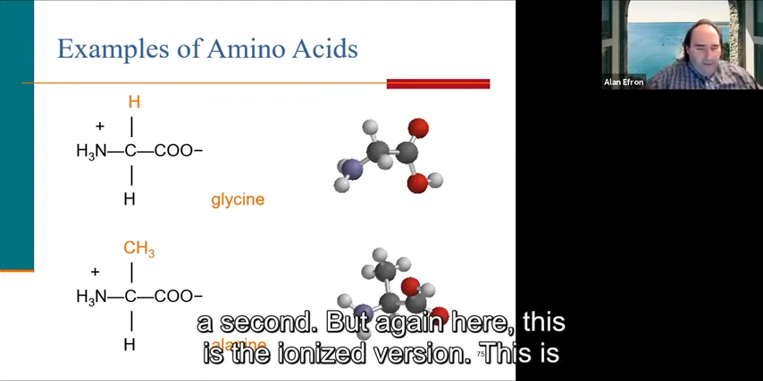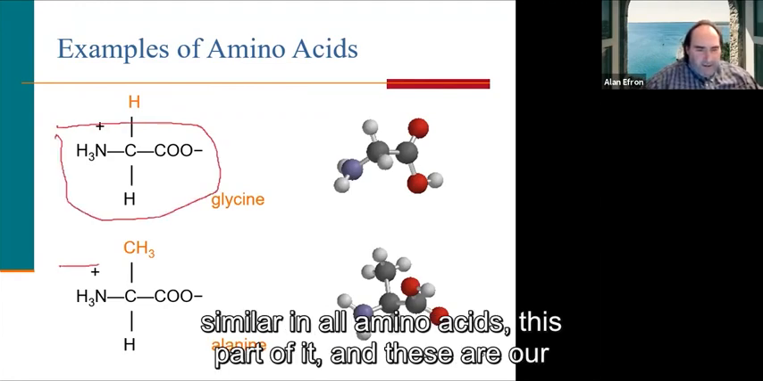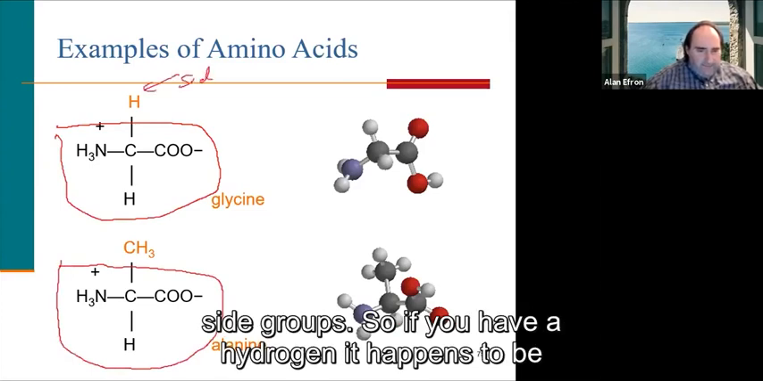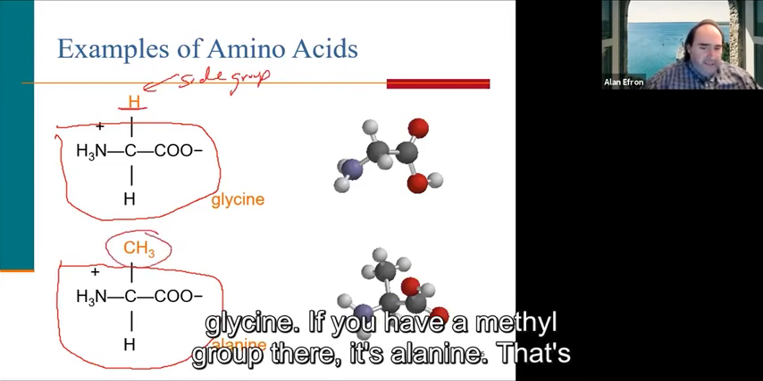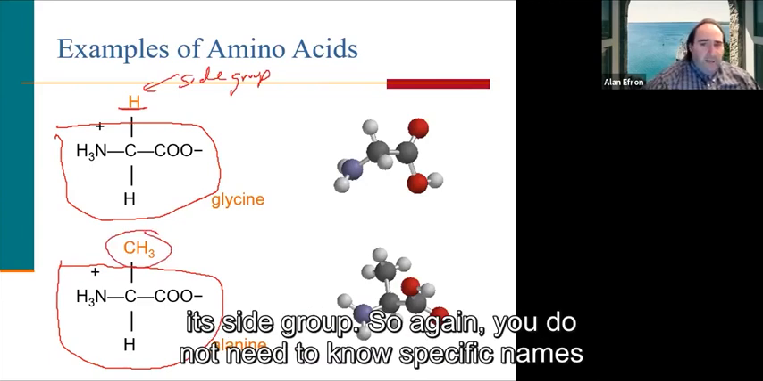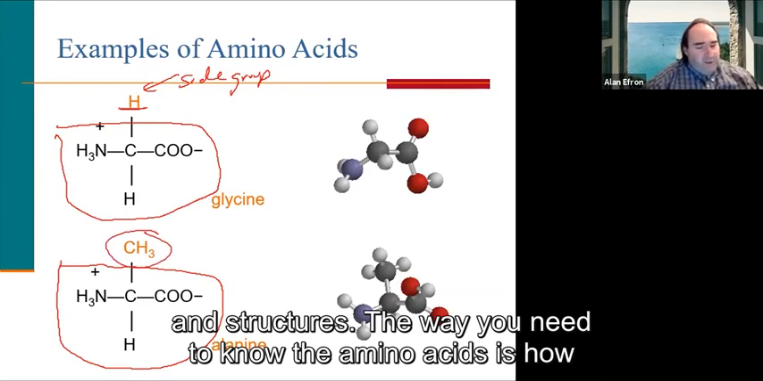But again, here, this is the ionized version. This is similar in all amino acids, this part of it. And these are our side groups. So if you have a hydrogen, it happens to be glycine. If you have a methyl group there, it's alanine, that's the side group. So again, you do not need to know specific names and structures.